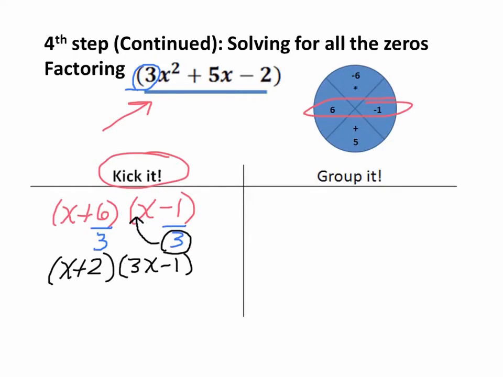And I would have then my two factors, and I would see that x is equal to a negative 2 is one of my zeros, and x is equal to 1/3 is another one of my zeros. And that's one method of doing it called kick it. A lot of my students like it because it's pretty easy.